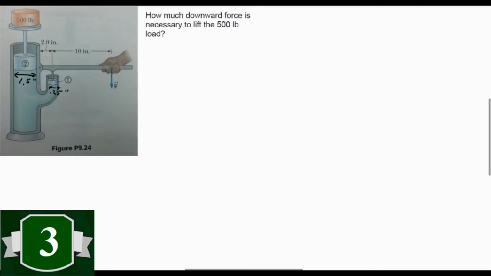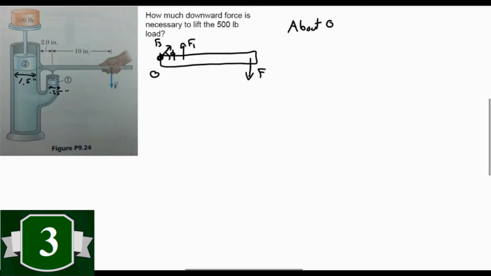Alright, so first thing we need to do is draw a free body diagram because we're dealing with torques. And we have the force F, we have the reaction force F1, and then we have some other force at some unknown angle at the pivot point, which we're going to call O. So let's do our pivot at point O so that we can eliminate that, the same trick we used back when we did rotational motion.